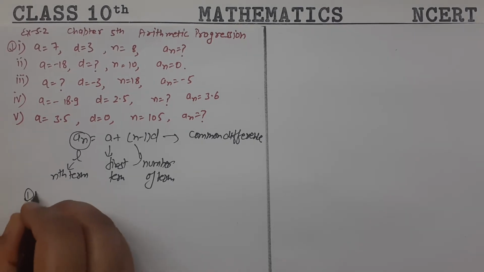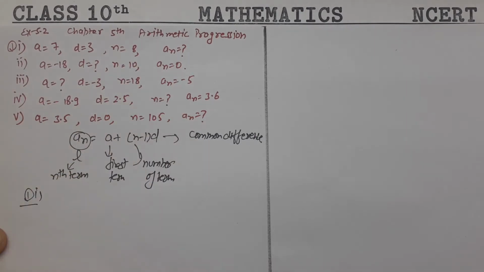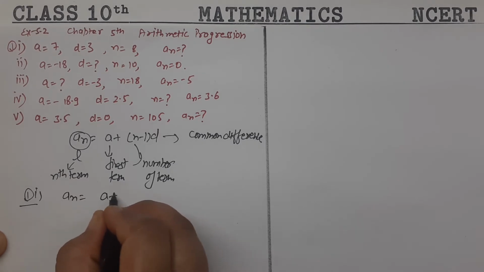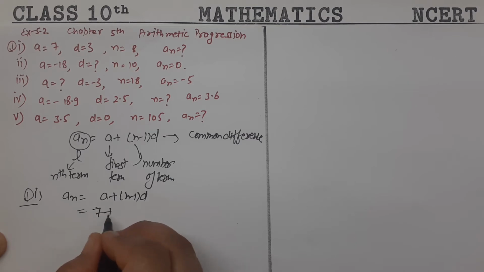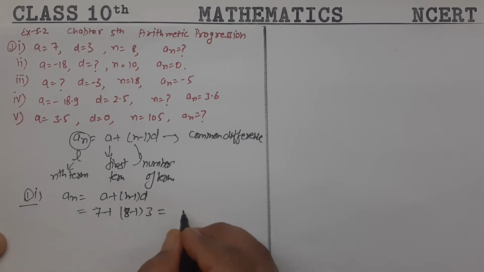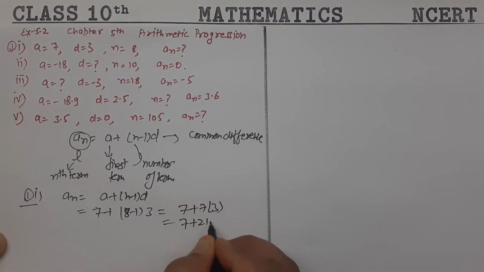Question number 1, part first. A is 7, D is 3, N is 8, we have to find An. Apply formula. Simple question. A is 7 and 8 minus 1, D is 3. Solving, 7 3s are 21. Add up, answer is 28.